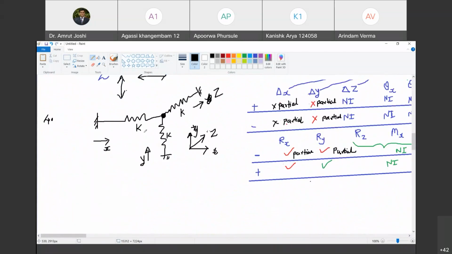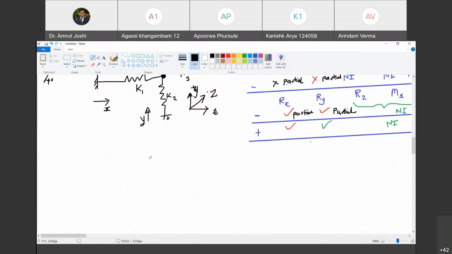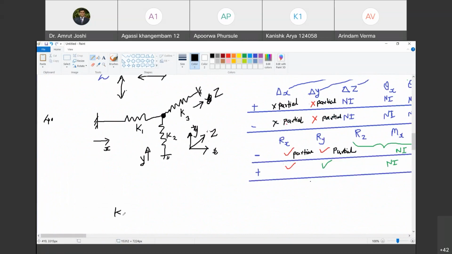Now what I am going to do is, let me call these K1, K2 and K3. Happy? Now imagine K3 is 0, K1 is 0 and K2 is infinity. Are you with me? Now what will happen? The moment I say K3 is 0, that means theta z is freely allowed. Do you agree with me? The moment I say K1 is 0, that means delta x plus minus is freely allowed.